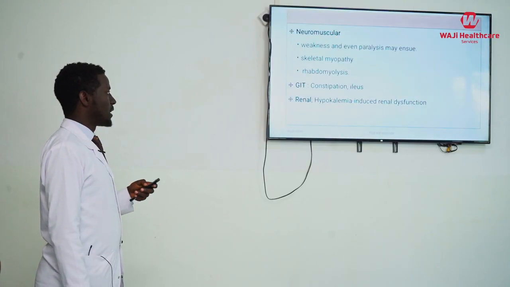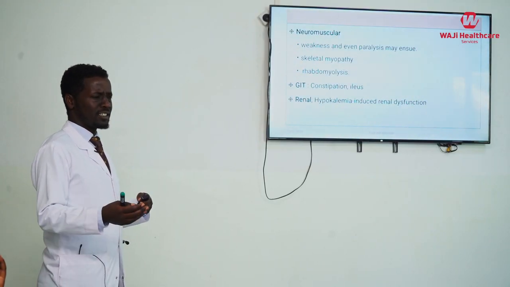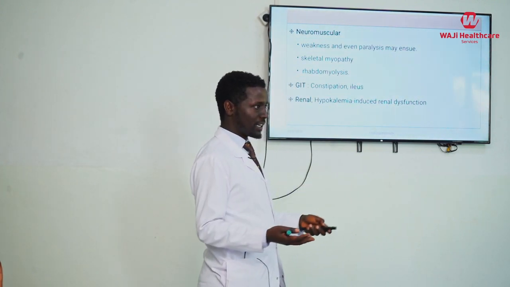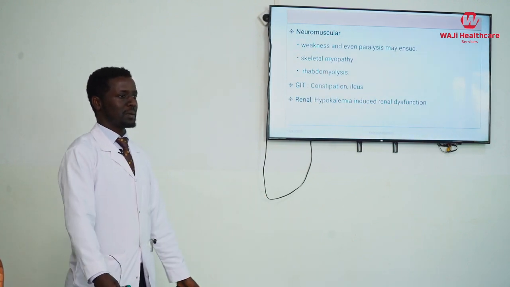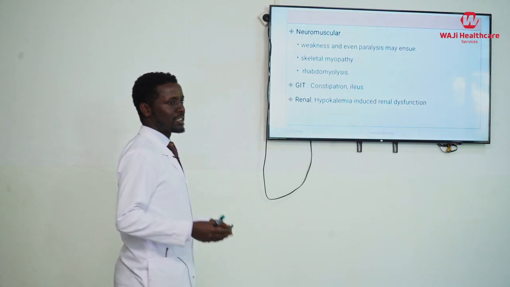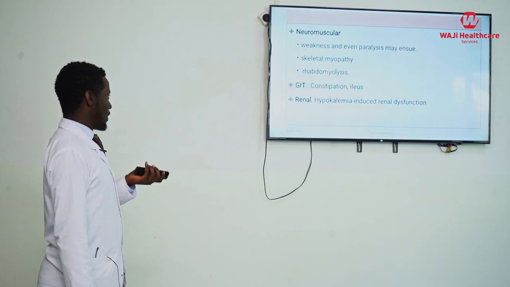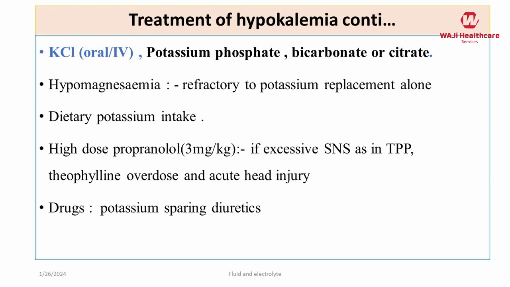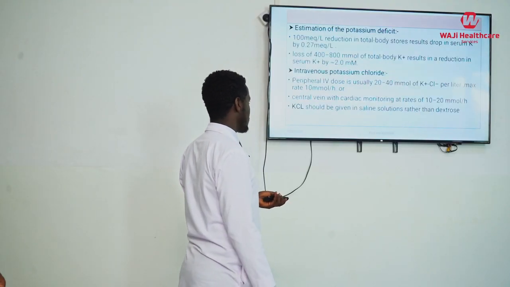They might have weakness even to the level of paralysis. There is so-called hypokalemic periodic paralysis. The patient becomes quadriplegic. The good thing is that when the potassium is replaced, the quadriplegia will resolve. So treatment of hypokalemia is replacing the potassium deficit. We calculate it, and KCL will be administered by drip, with fluid.